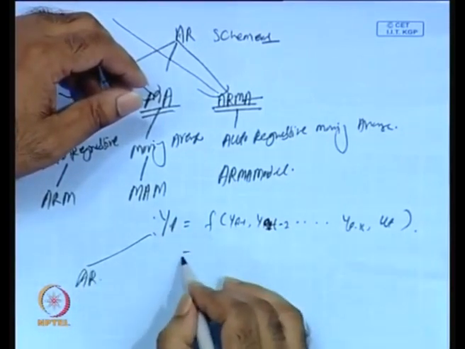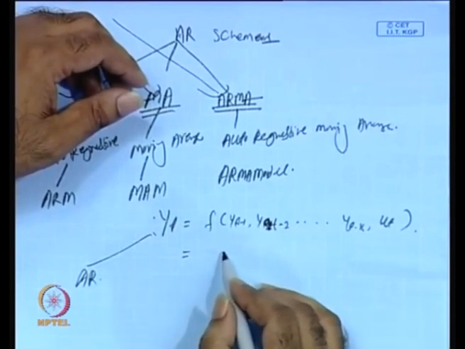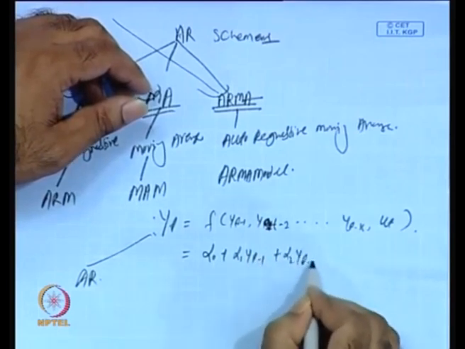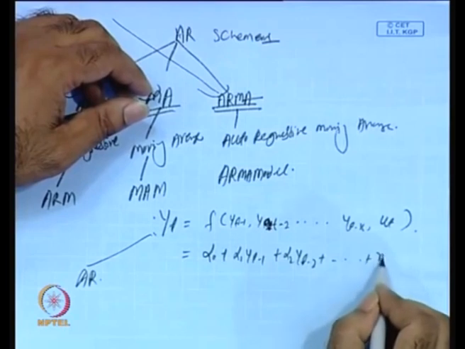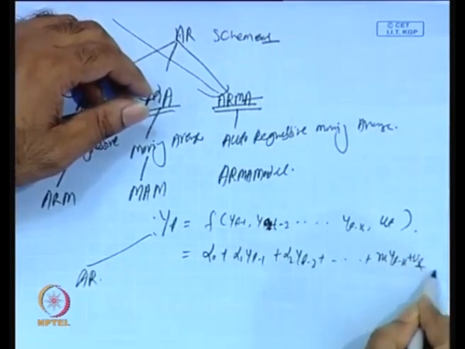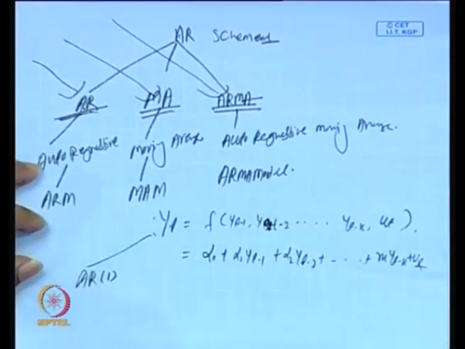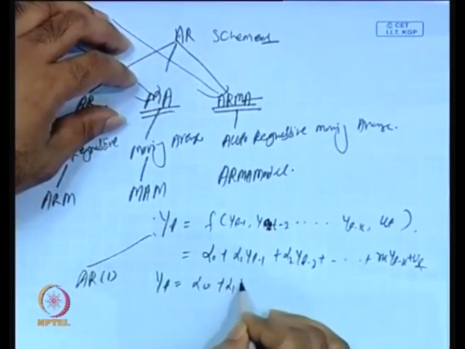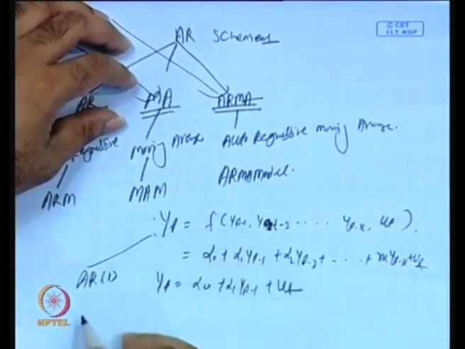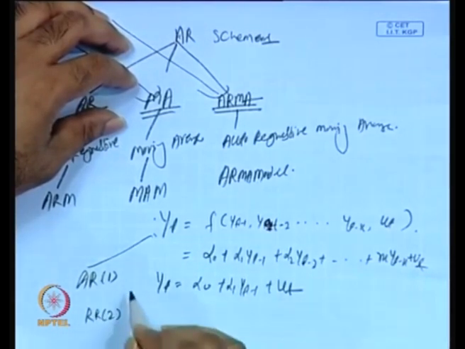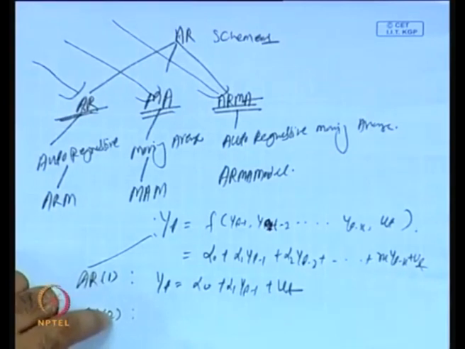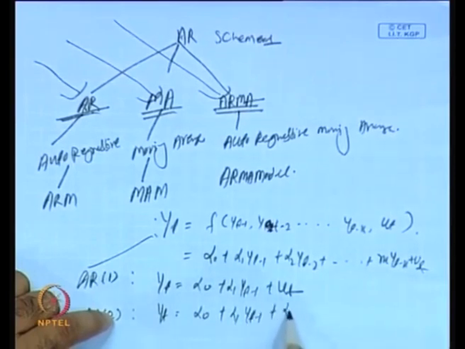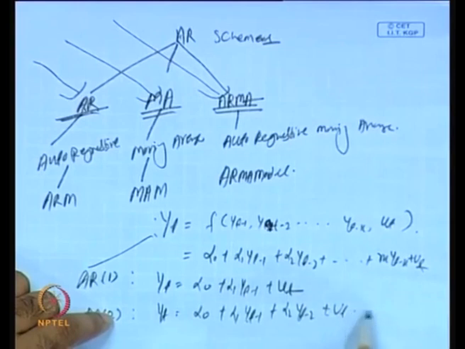If I put it in an explicit format, it will look like this: y t equals alpha 0 plus alpha 1 y t minus 1 plus alpha 2 y t minus 2, and continue up to alpha k y t minus k, plus u t. For autoregressive scheme of 1, I write y t equals alpha 0 plus alpha 1 y t minus 1 plus u t. If I say autoregressive of 2, the 2 represents the lag length, so y t equals alpha 0 plus alpha 1 y t minus 1 plus alpha 2 y t minus 2 plus u t. This is how the structure continues.